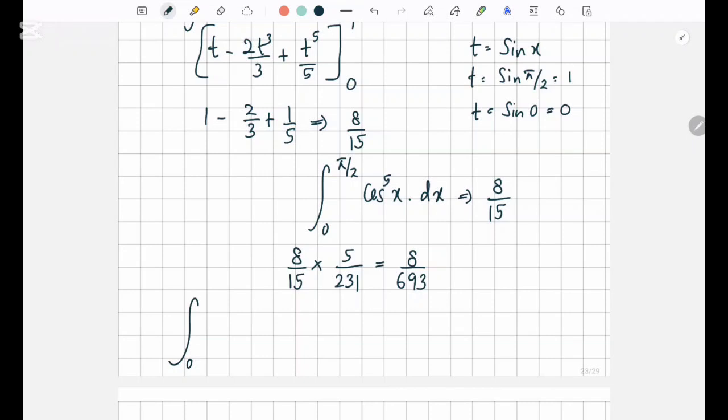So 0 to pi over 2 integration sine x to the power 6 into cos x to the power 5 dx equals to 8 over 693. Now the reason that this video is a bit long and the steps are longer is because we need to use the reduction formula to solve this. If you don't have the reduction formula, it would be easier, but it's the question, right?